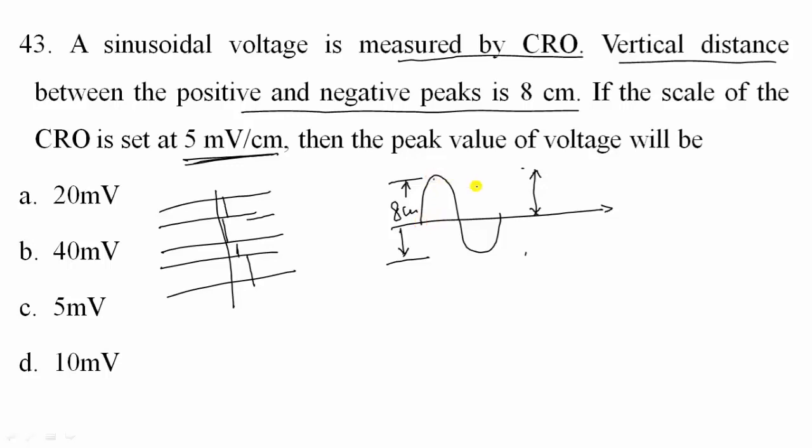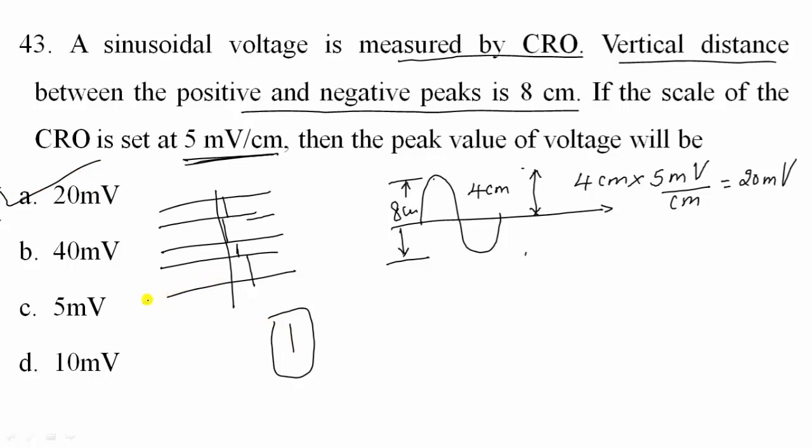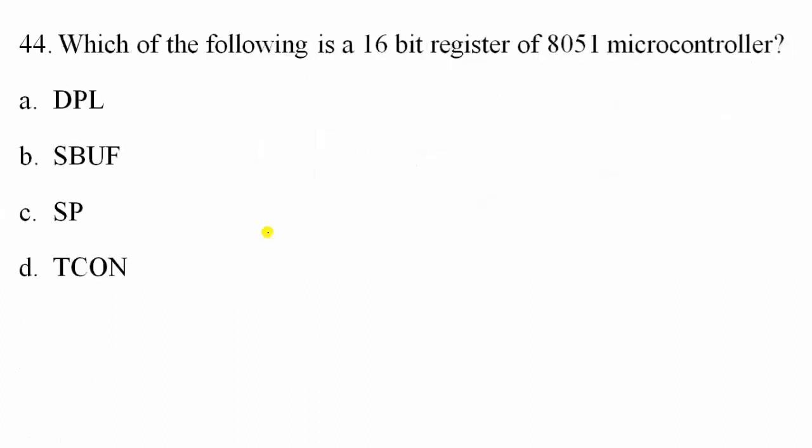From ear to ear it is 4 boxes, nothing but 4 centimeters. So this 4 centimeters is multiplied by the value of each box, which is 5 millivolt per centimeter. So centimeter and centimeter get cancelled, and I am left with 20 millivolts. So option 1 is correct. You may get confused with 40 millivolts also. If they are asking for peak to peak voltage, at that time you have to opt for 40 millivolts.